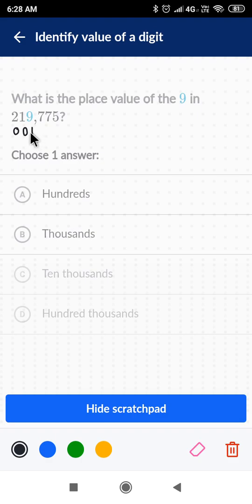If we want value, this digit will be 9. If we want place value, then this digit will be 1 and all other digits become 0. So how much is this number? 1000. That is B.